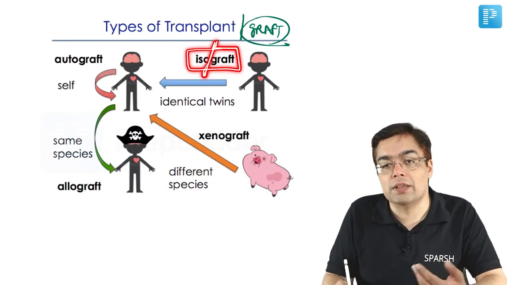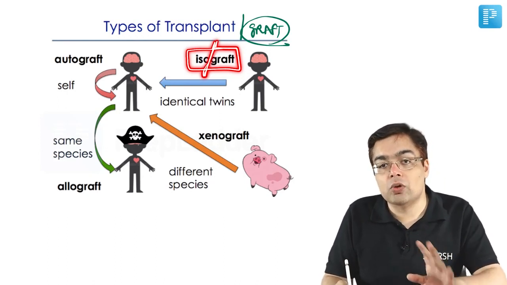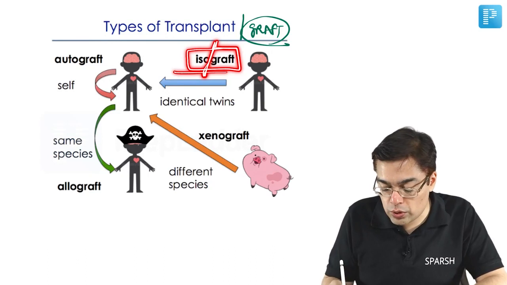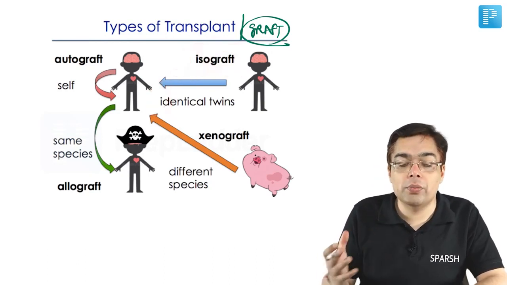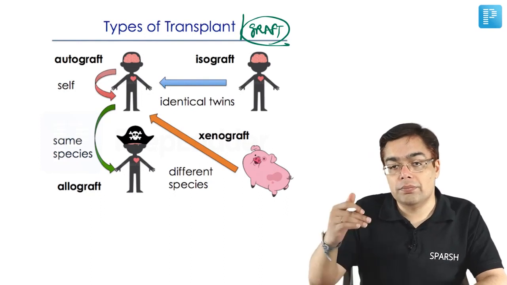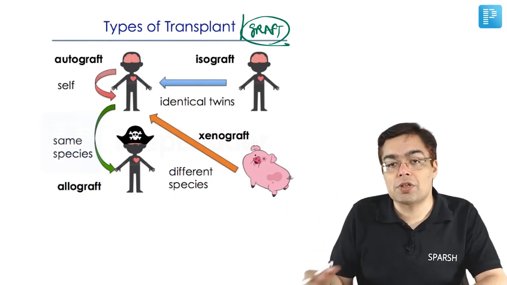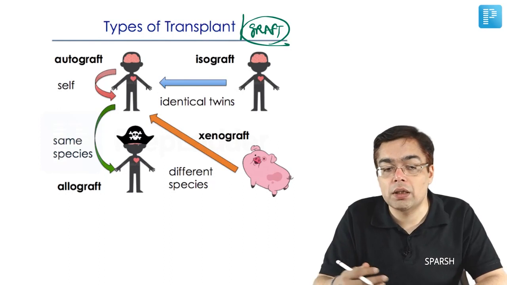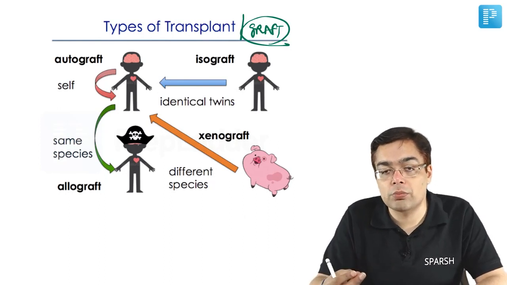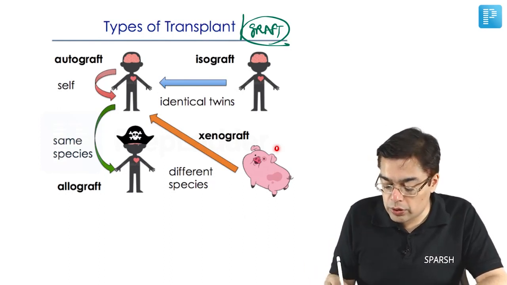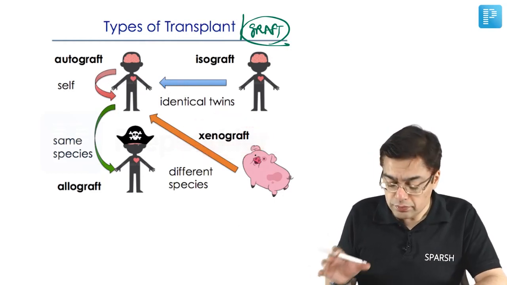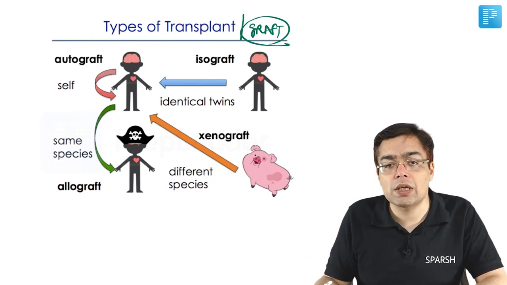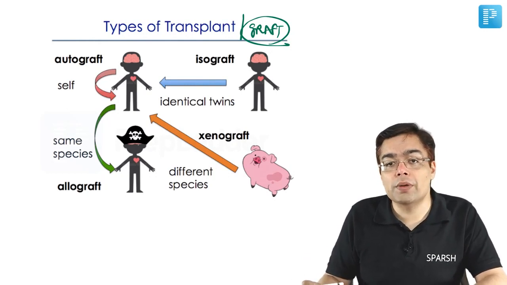Iso refers to similar, same. Identical twins have the same set of genes, therefore isograft. It is easy to remember: I for identical twin. And if we get the graft from somebody outside the species, a different species, for example nowadays we are talking about getting grafts from animals, that is called a xenograft. Chances of graft acceptance are higher if there is a similarity in the genes.